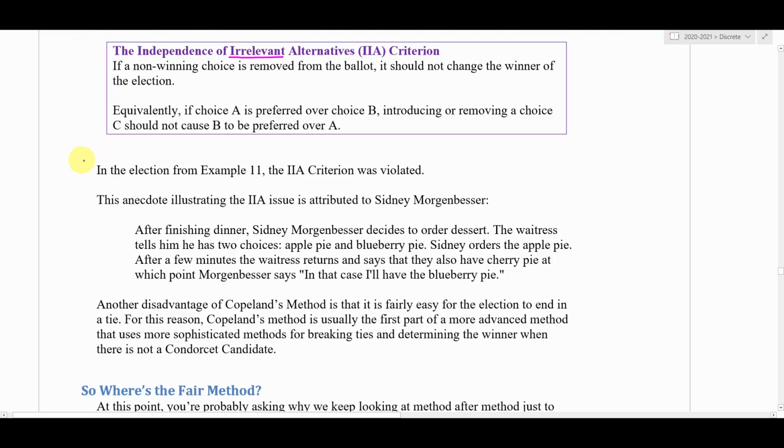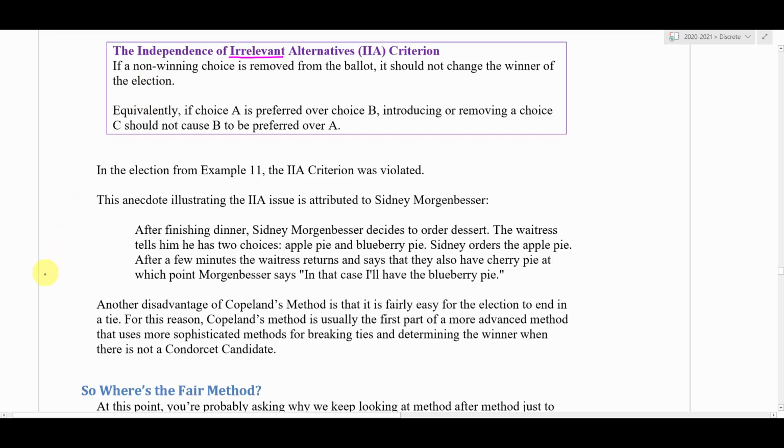All right, so talking more about Copeland's method, one of the other things that could arise with Copeland's method, besides violating this particular fairness criterion, is that it's fairly easy for Copeland's method to end in a tie, right? After you tally up all the points, you could easily get several choices having the same number of points in the end.